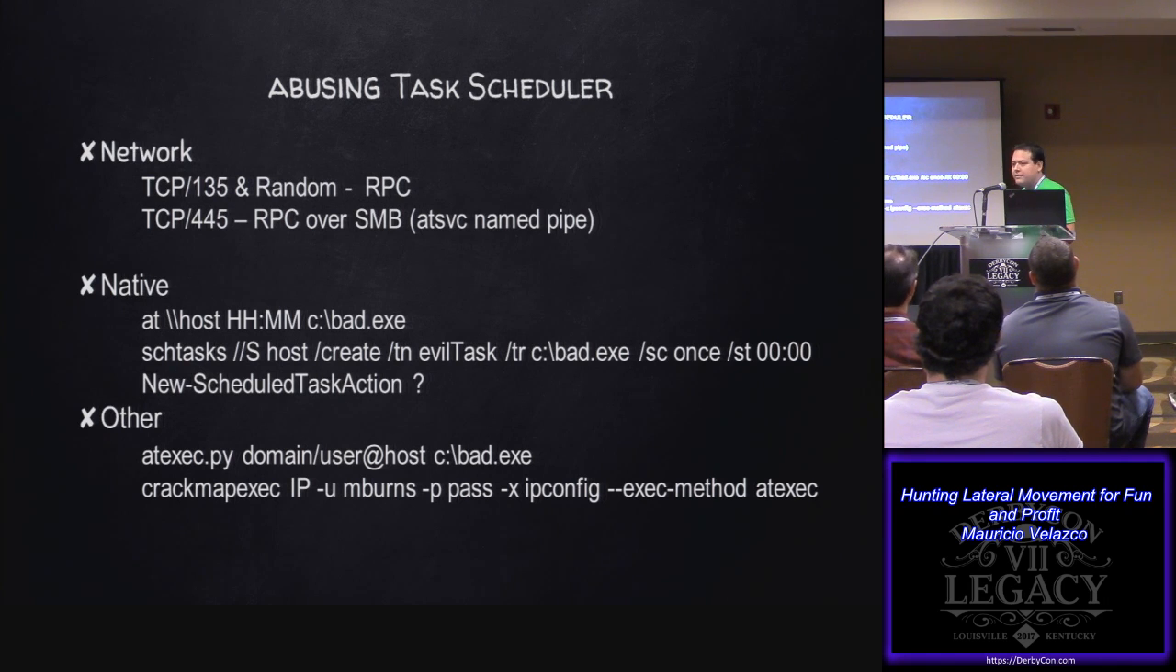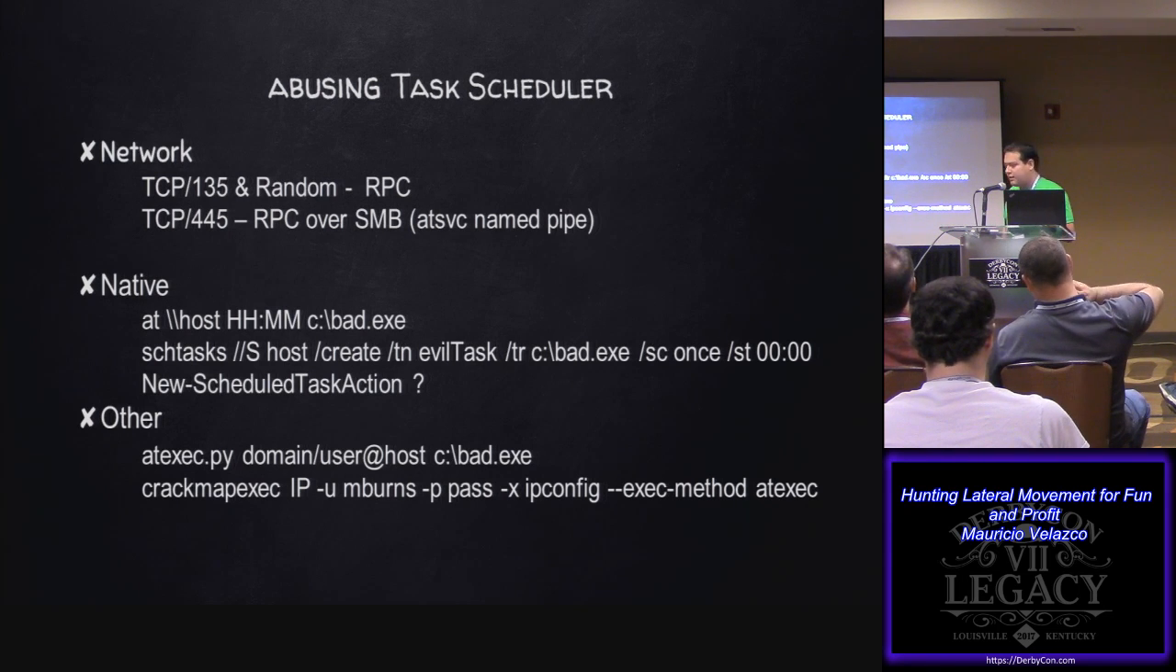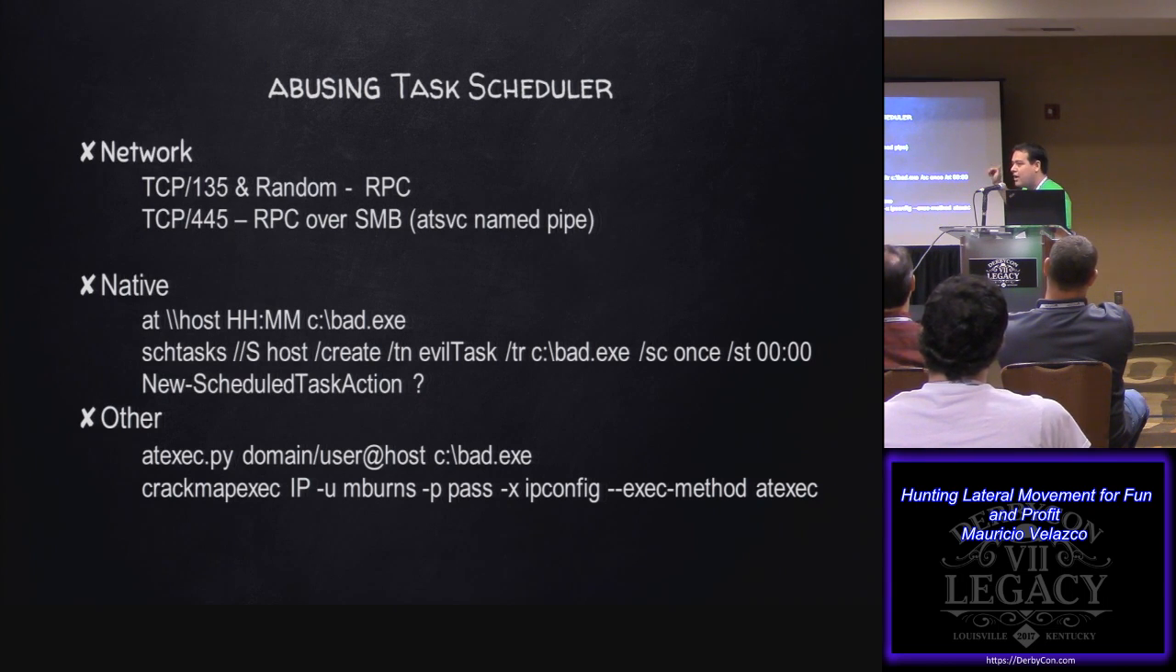There are some tools that implement this technique, not as many as the other techniques: ATExec from the Impacket library, and CrackMapExec also. Something interesting I found in my testing is that AT was the first native Windows tool, and then SCHTASKS came. But AT uses named pipes over SMB, and SCHTASKS uses RPC. So I'm not sure if the way Microsoft wants you to do things is RPC now, because that's the new way of doing it with SCHTASKS, but I thought that was interesting.